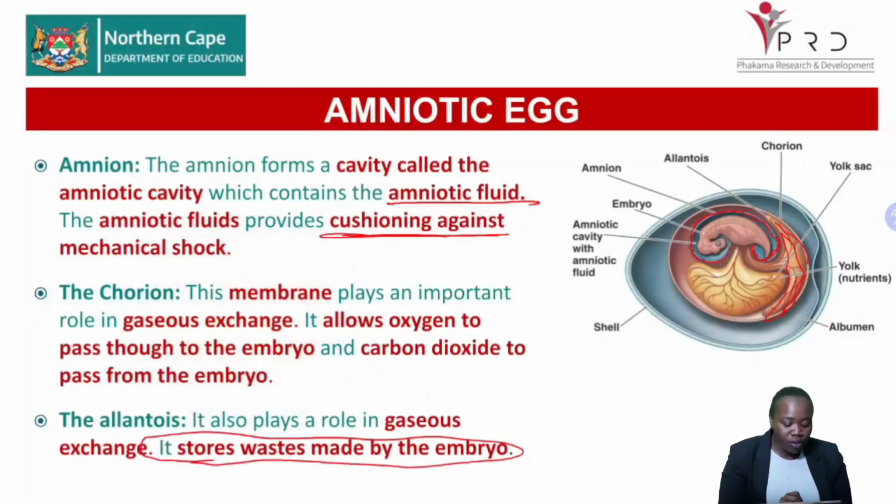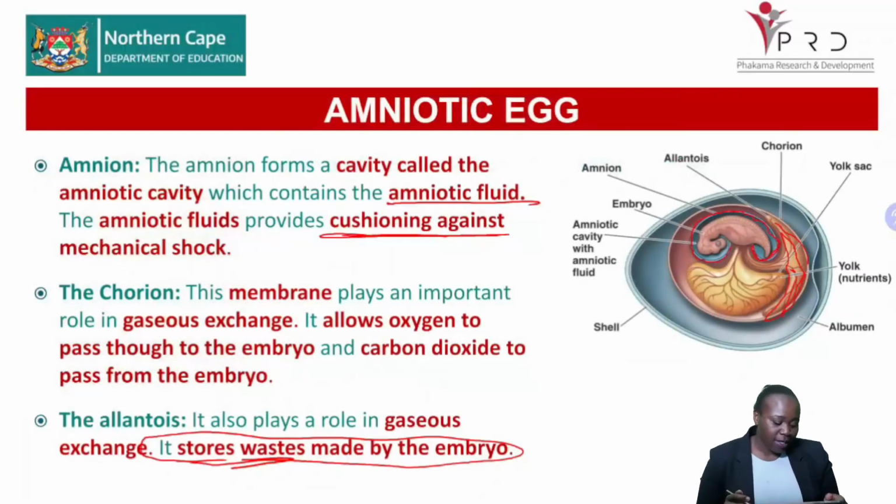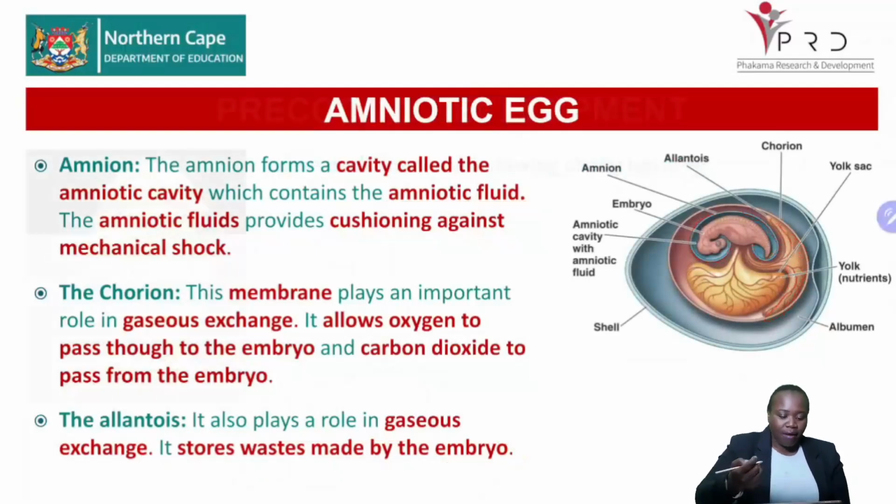The embryo produces waste as it develops. Because this is an egg and there's an eggshell, there won't be any way in which the waste will be released. The allantois will store that waste until the egg hatches. So the allantois protects the developing young from being harmed by the waste that it produces, because if the waste accumulates, then it would be harmful to it.